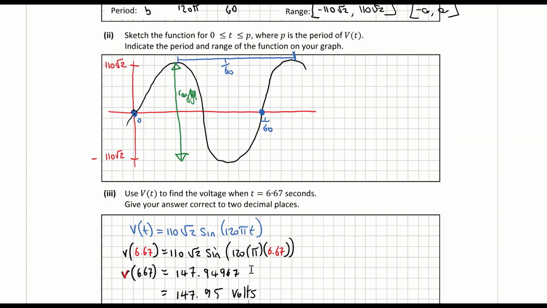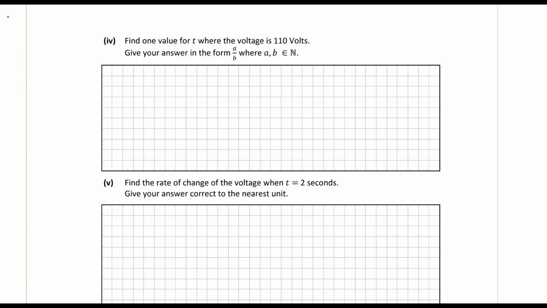Looking now at B part IV. Find one value for t when the voltage is 110 volts. Give your answer in the form of a fraction. Let's put down our formula again for voltage. It's written as 110 root 2 sine 120 pi t. Now they want us to solve for t when the voltage is 110, so I'm going to let this equal 110.